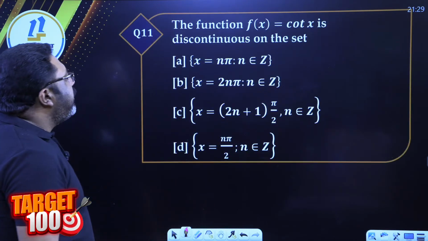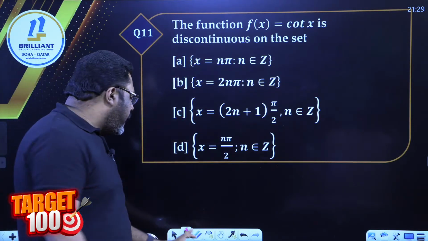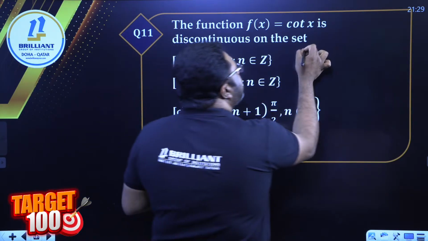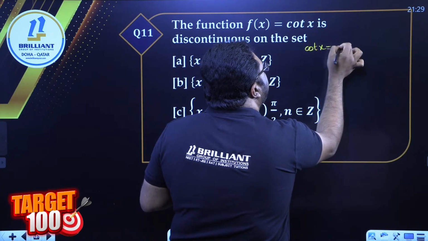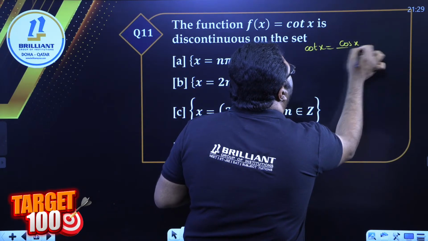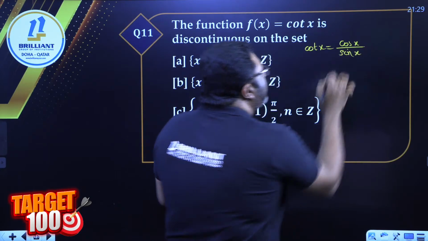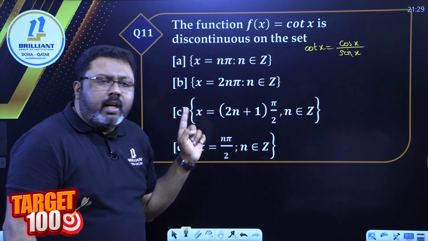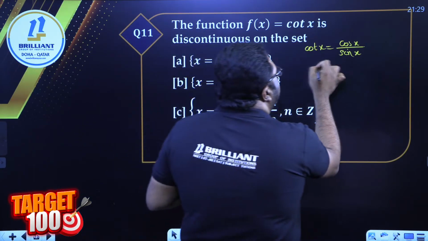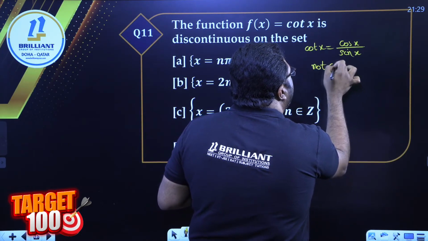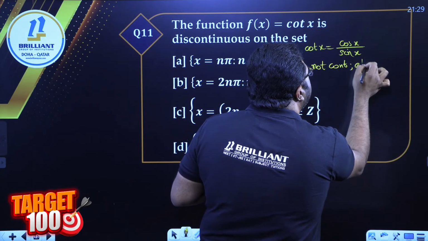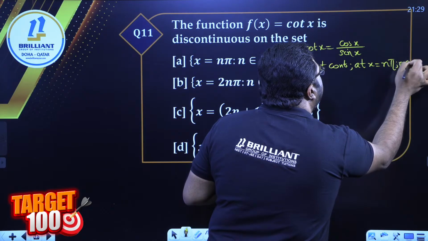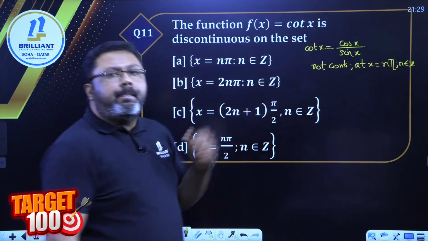Okay? Then I think everybody can say what you are going to do with cot x now, right? Cot x is going to be written as the rational form cos x by sin x, and you know where sin x is going to become 0. Already we discussed, sin x becomes 0. So it is not continuous at x equal to integer multiples of pi, n pi.